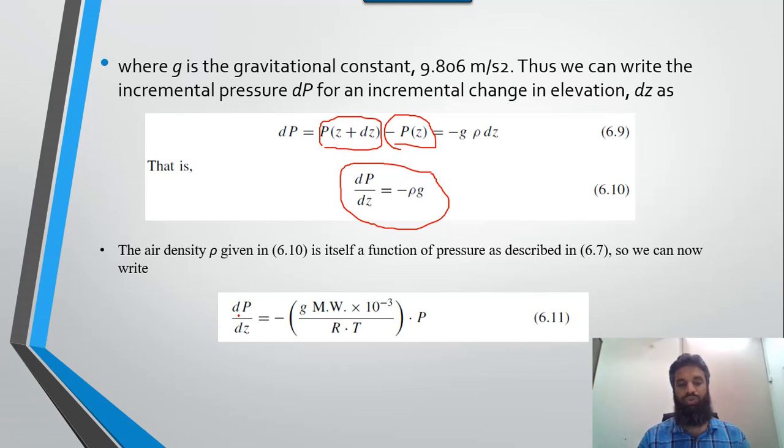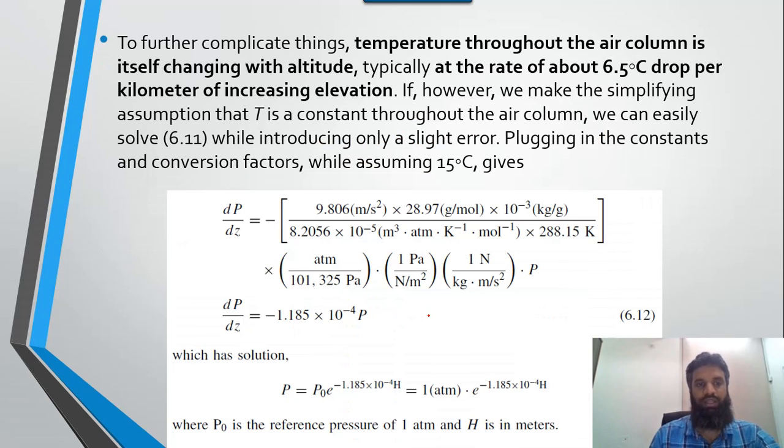So rho, the change in pressure divided by dz, is equal to the formula of the pressure, that is g times molecular weight times 10 to the power minus 3, divided by RT, times pressure. So this is the basic formula. If we want to check the change in the pressure, then we put in all the values.